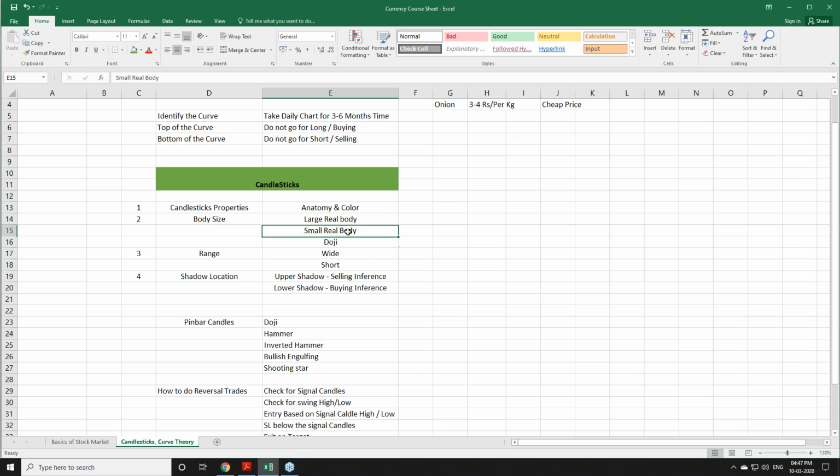Shadow location. We have learned about the large real body. Now one more body type is called a doji. A doji is very simple. It opened here, went high till here, came down till here, and closed almost at or near the same place where it opened. Open, close, high and low. So there is no real body.